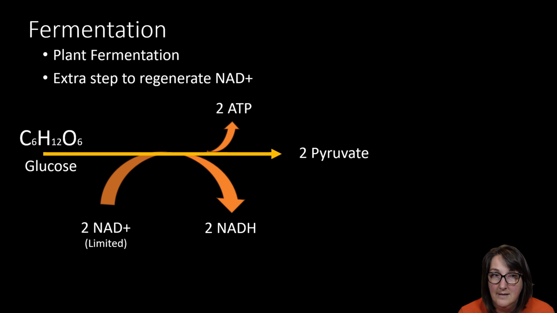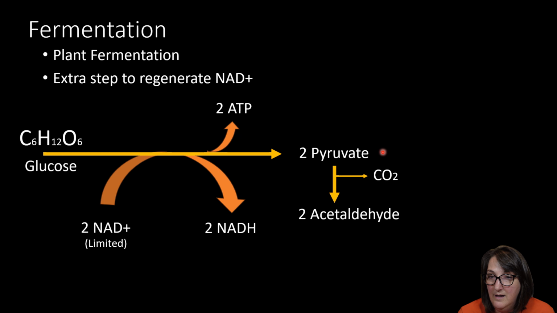When we have plants, plants have to have an extra step. Again, I got to regenerate this NAD+. So I'm going to come in, I'm going to harvest off my H's, I'm going to make some ATP, and I'm going to make some pyruvate. But what happens now is this pyruvate, I'm going to pull off some carbon dioxide. And then that carbon dioxide is going to leave, and I'm going to have 2 acetaldehydes. The H's are going to attach to this acetaldehyde. Then this is going to make 2 ethanol molecules.